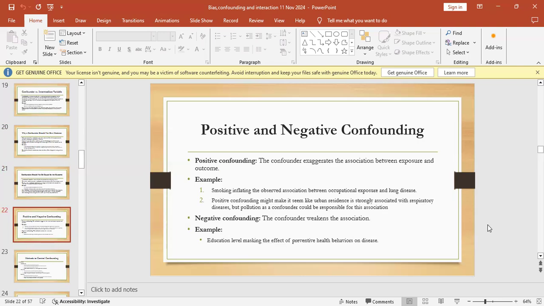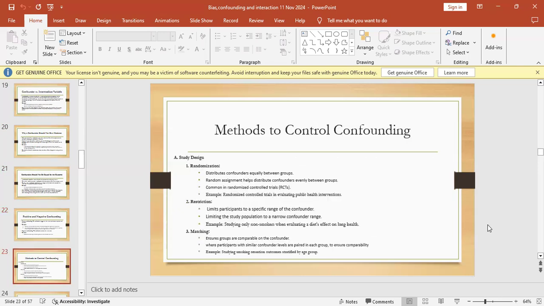Another example of a positive confounder is urban residence, which is strongly associated with respiratory disease, but pollution as a confounder should be responsible for this association. The other type of confounding is negative confounding, in which the confounder weakens the association between exposure and outcome. For example, education level masking the effect of preventive health behaviors on a disease.